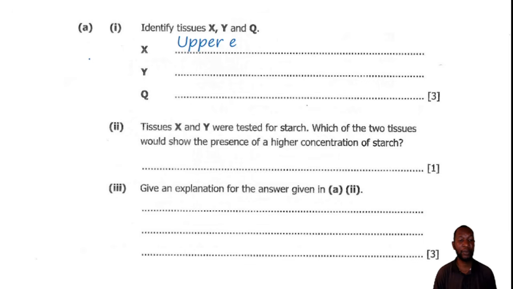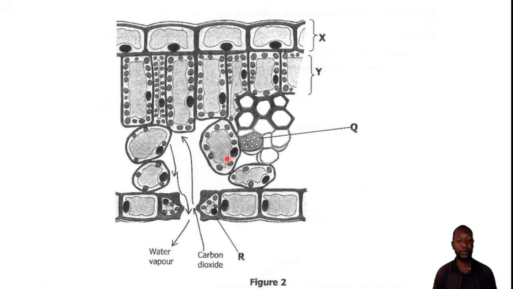Tissue X is the upper epidermis. Tissue Y is the palisade mesophyll. Tissue Q is the phloem tissue. Tissue Q has got sieve pores, and here we are seeing the sieve plate. So this is the phloem vessel.